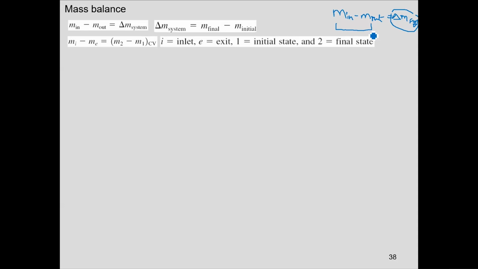So the mass balance equation: you have m in minus m out equals change in mass of the system. Now, change in mass of the system is represented by two states, the final state and the initial state. The state at time t equals 0 and t f when the process has completed. And you have m inlet minus m exit is essentially equal to change in the mass of the control volume.